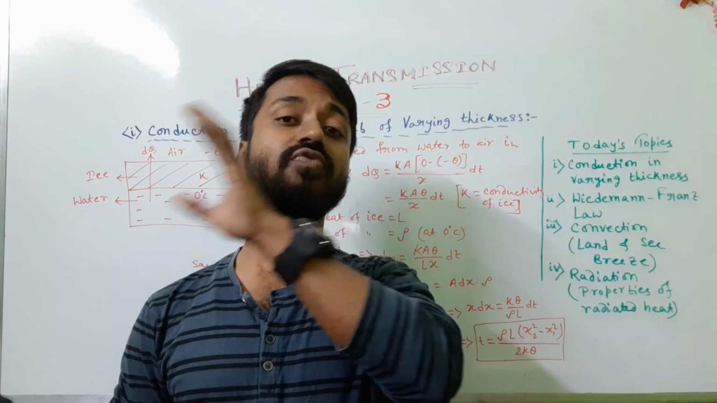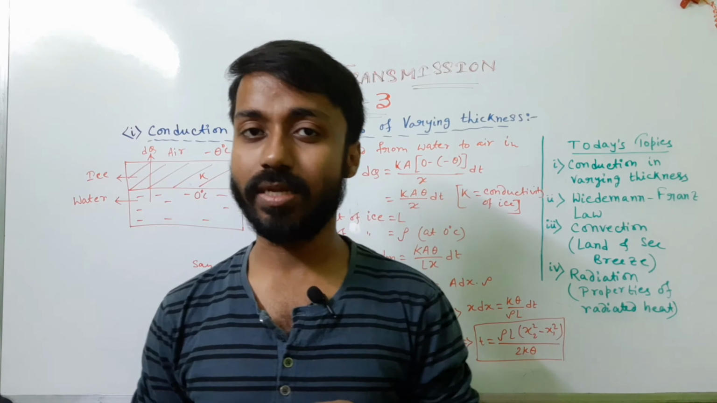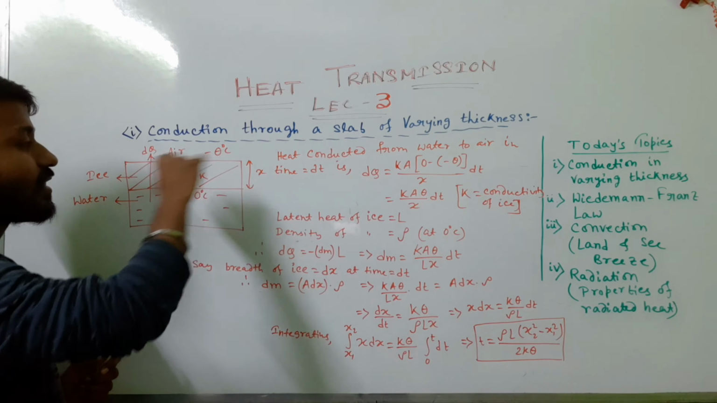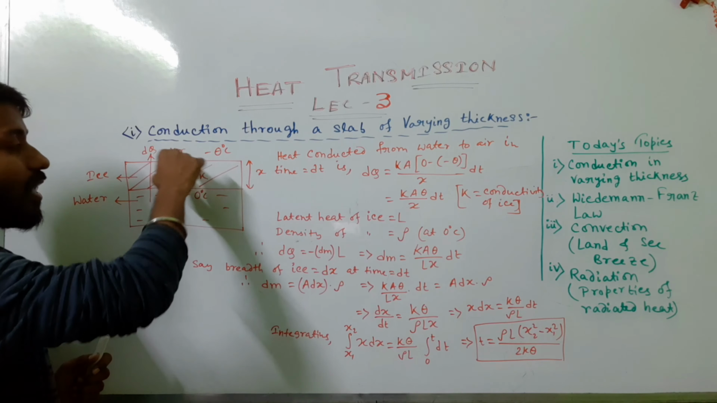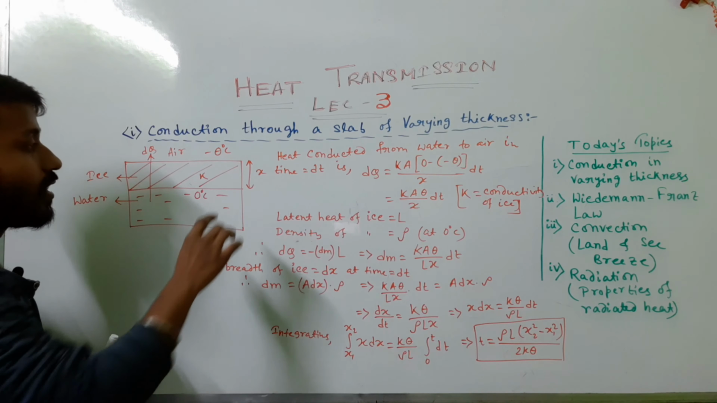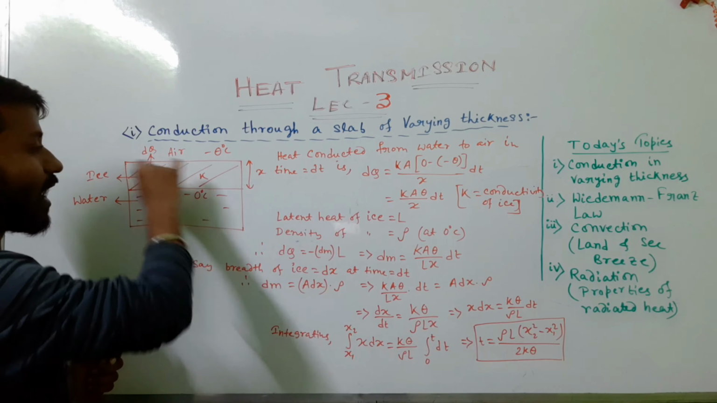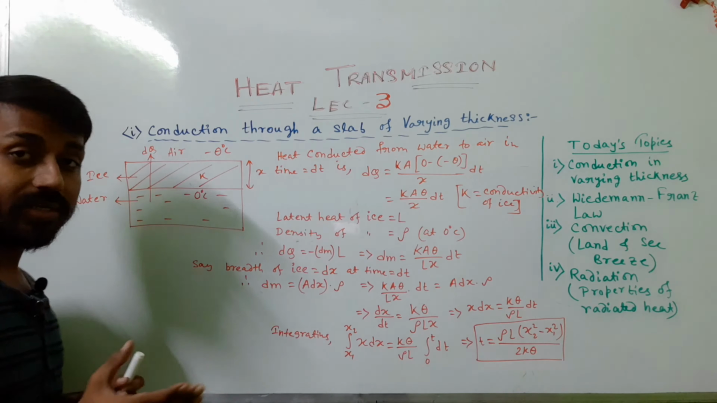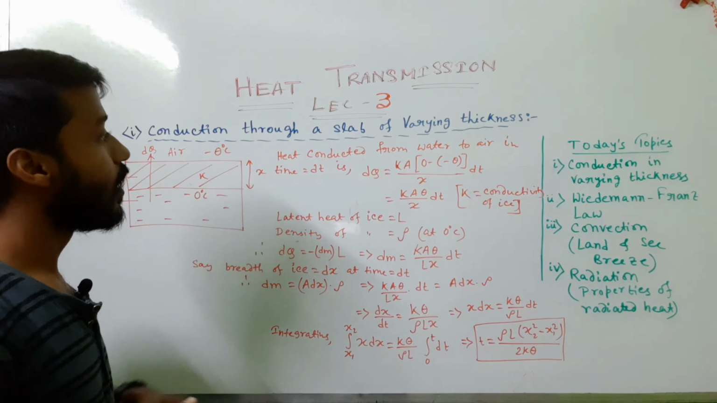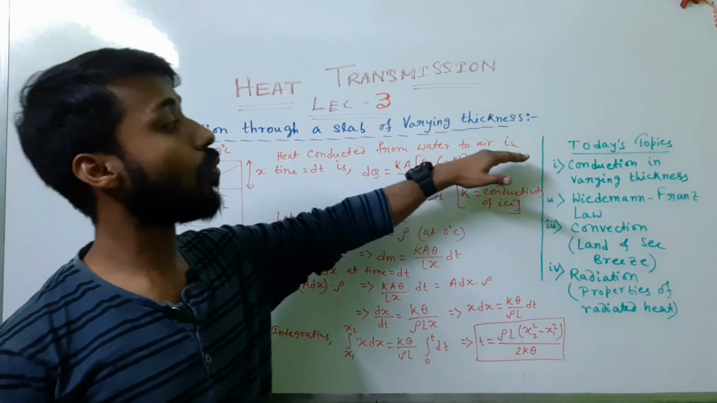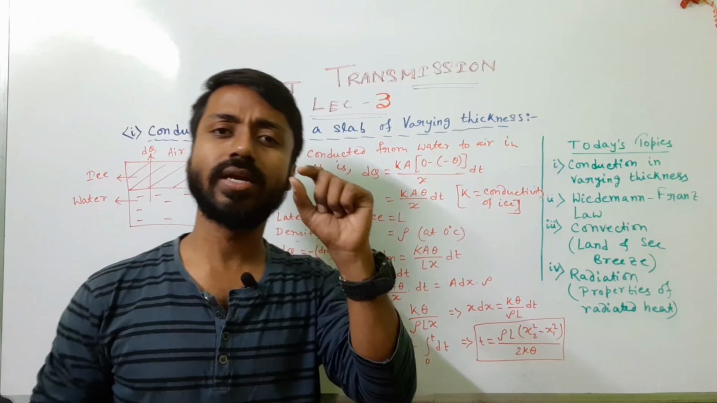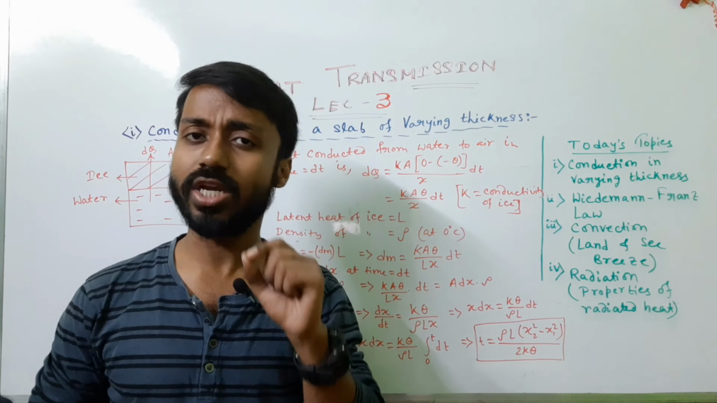Basically here the atmospheric air region is at minus temperature like this. So this one is the water body, this one is the ice slab, and upper is the air, that is at minus theta degree C, and water is 0 degree C. The width of the ice slab is x. The amount of heat traveling from water to ice is dq, right? So heat conducted from water to air in time dt. We are considering a small amount of time for initial calculation.